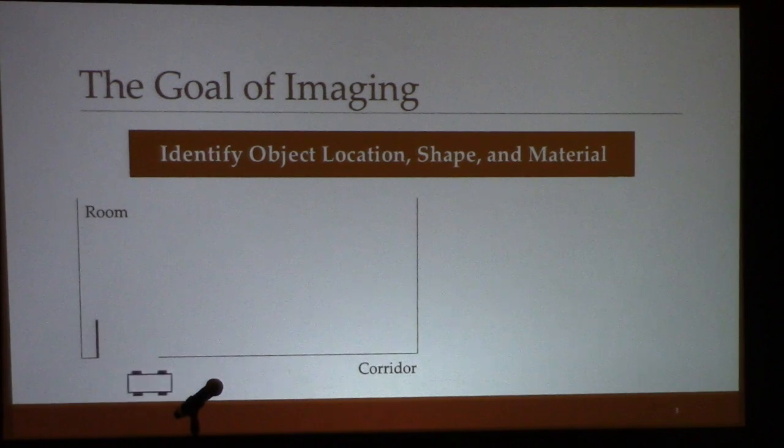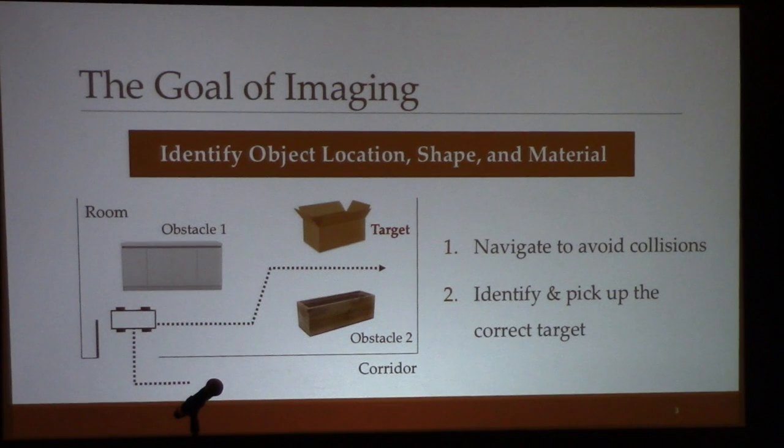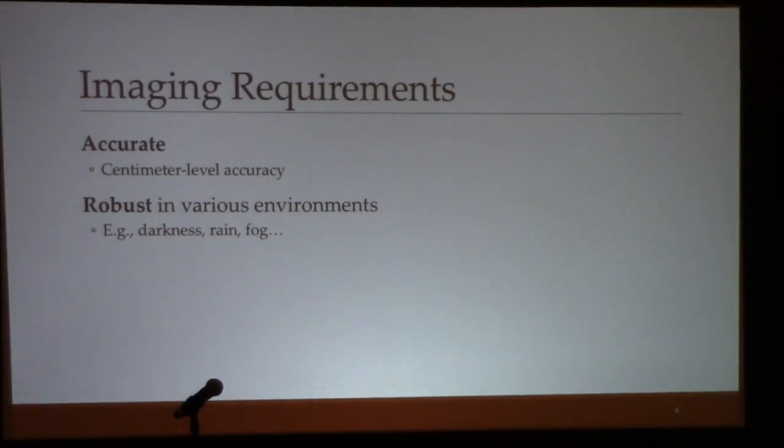For example, suppose a robot gets in a room to get a shipping box. Imaging can help the device move around without collisions, but more importantly, it can help the device identify and pick up the right item, the box, of the specific size and the cardboard material. To achieve this, the imaging system must be accurate and robust in different environments, like in the darkness or in the rain. Also, it should be low cost and portable.